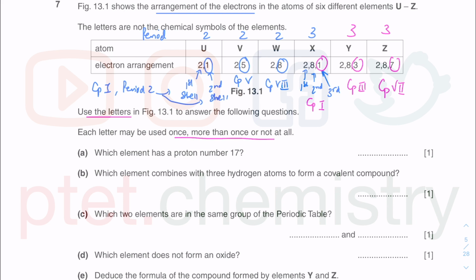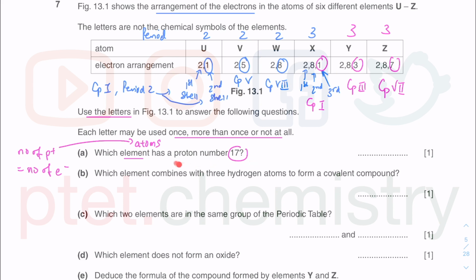You can use it once, more than once, or not at all. Which one has a proton number 17? Element consists of atoms, and when you have atoms, we know that the number of protons equals the number of electrons. These are electronic configurations, so the sum of the electrons: 2 plus 1 is 3 electrons, 2 plus 5 is 7 electrons, 2 plus 8 is 10 electrons, 2 plus 8 plus 1 is 11 electrons, etc. We're looking for the sum of electrons equal to 17.